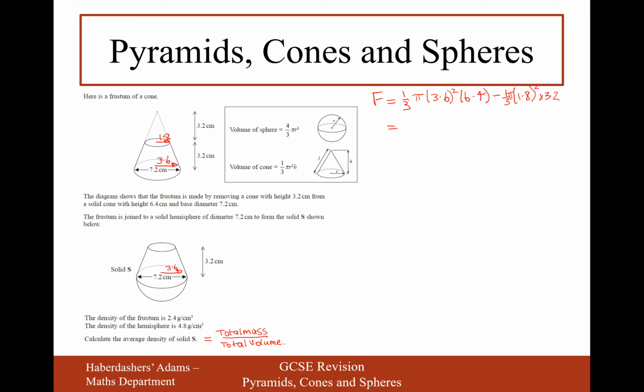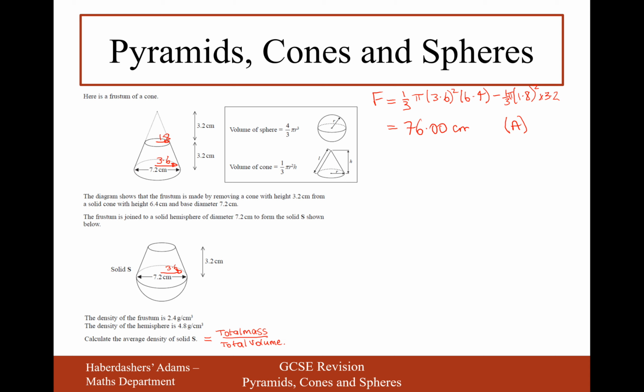Okay, so let's now do that calculation. I'm going to do 3.6 times 3.6 times 6.4 divided by 3, and then times pi, and then I'll take away the answer for the second one, so that'll be 1.8 times 1.8 times 3.2 times pi divided by 3, and that will give me 76.00. I'm going to now store this as answer A in my calculator. I'm going to use the store function and A. Okay, so that's now A on my calculator.